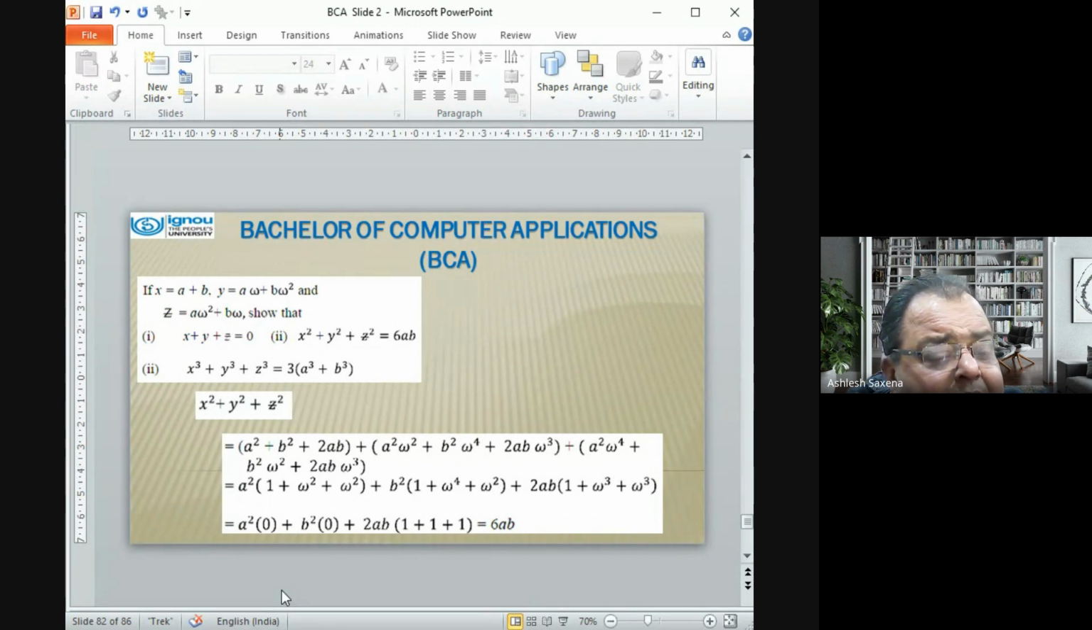Now what we will be doing, I will be taking a square common, and whatever is left with it, it will be 1 plus omega square plus omega. Omega square nahi hoga, omega hoga. Plus b square into 1 plus omega 4 plus omega square plus 2ab into 1 plus omega cube plus omega cube. Omega cube is 1. Omega power 4 is omega, and 1 plus omega plus omega square is equal to 0. So we will be replacing it with 0. In the second bracket again we will be getting 1 plus omega plus omega square, that is again 0, plus 2ab. We will get omega cube as 1. So 1 plus 1 plus 1 is equal to 3. 3 into 2ab is 6ab. Thus a square and b square will be 0.